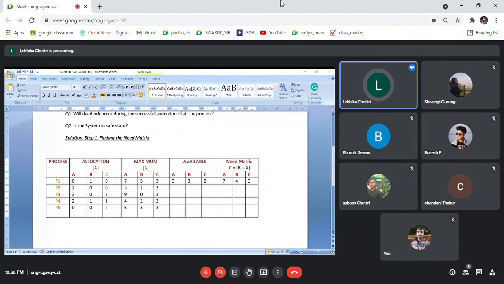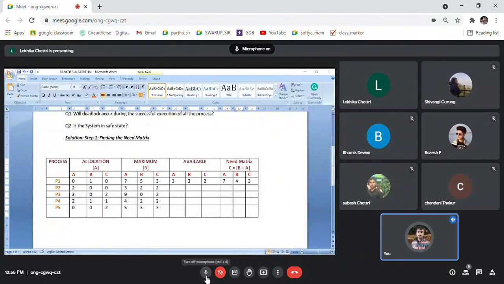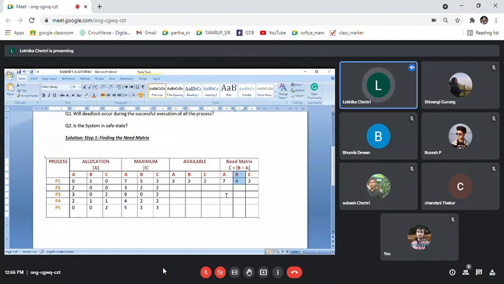Is the need matrix clear to you all? Class, is calculating the need matrix clear to you all? Yes, ma'am. Okay, so now calculate the need matrix for P2, P3, P4, P5. Calculate the need matrix for the rest.